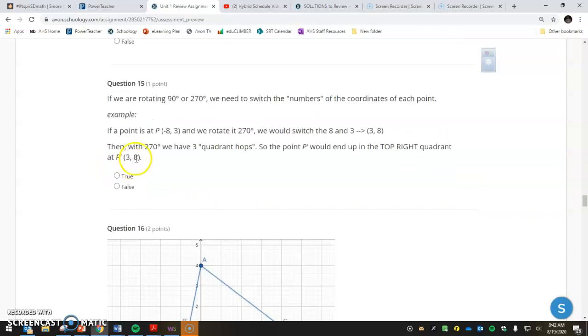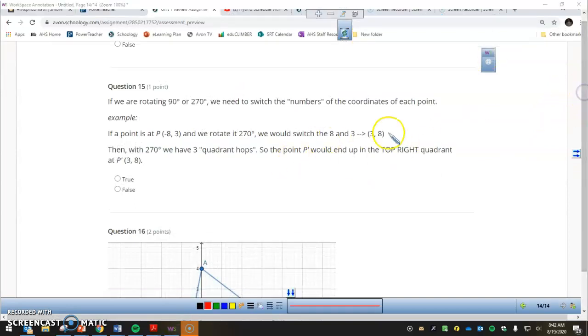An example, if a point is at P negative 8, 3, and we rotate it 270 degrees, so with a lot of these geometry problems in general, it's always a good idea to draw it out because visualizing it is kind of half the battle sometimes. So in this case, a point is at negative 8, 3. So maybe this is P, this is at negative 8, 3. And if we rotate it 270 degrees, 270 degrees is 3 quadrant hops. So it'll be 1, 2, 3. So that means it's going to end in this quadrant. That's where P prime is going to be.